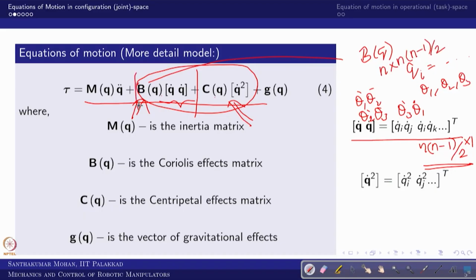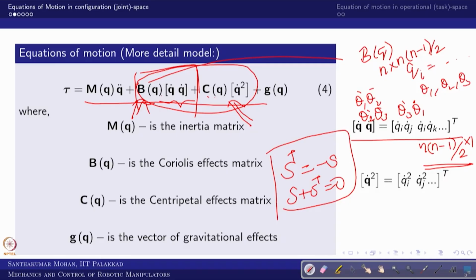So now you have an idea what the Coriolis effect is. The Coriolis effect happens due to the combination of linear and angular velocity of that particular link. Similarly, you can see the radial or centripetal effects. The C of Q gives a skew-symmetric matrix, in the sense S transpose equals minus S, or S plus S transpose equals 0. We will see all these in detail later.